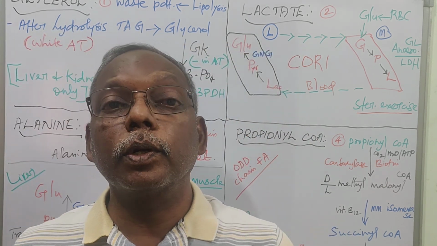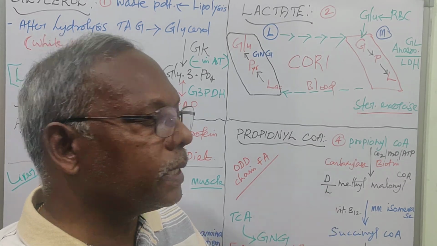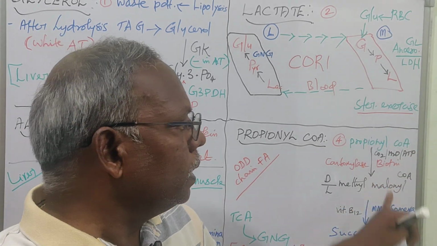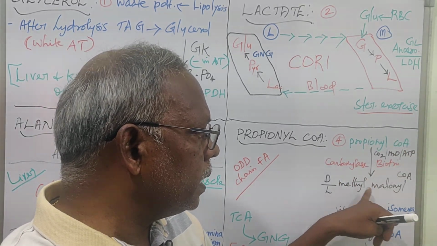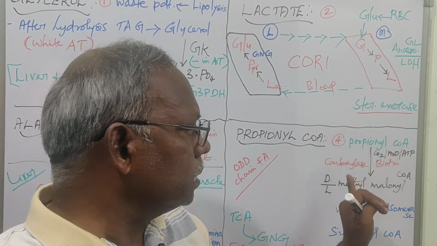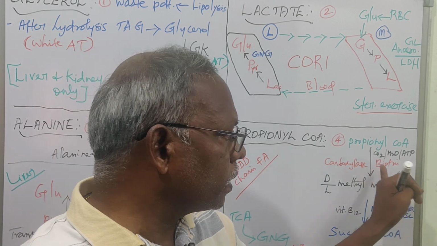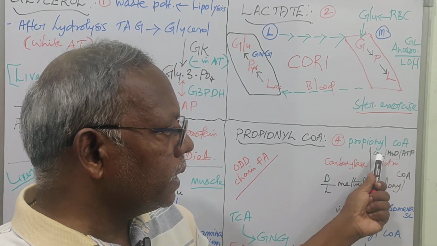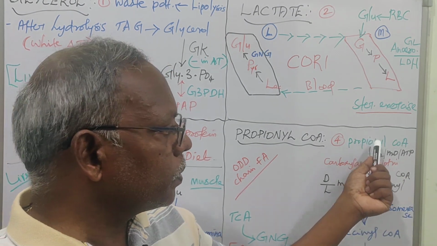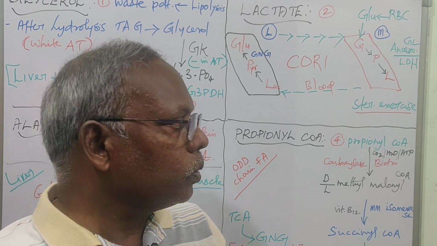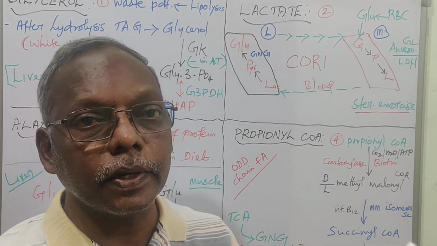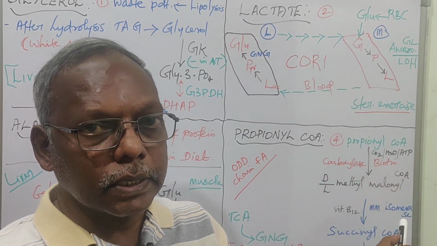The last one is propionyl-CoA. This is the best example for odd chain fatty acid. After oxidation of fatty acids, you will get propionyl-CoA. This propionyl-CoA is converted into D-methylmalonyl-CoA and L-methylmalonyl-CoA. This reaction is very, very important because the enzyme name is also important. The coenzyme name is also important. So we need three molecules, one molecule of CO2, one molecule of water, one molecule of ATP for the conversion of propionyl-CoA to L-methylmalonyl-CoA. The enzyme name is propionyl-CoA carboxylase, a carboxylation reaction. Biotin, the vitamin, is the coenzyme for this reaction.